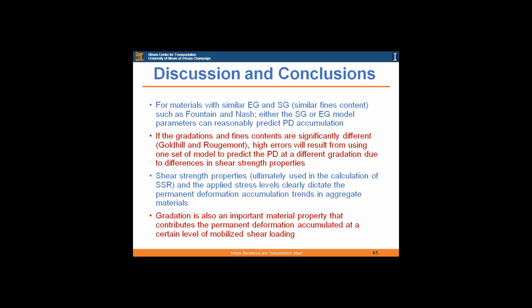Shear strength properties, using the calculation of shear stress ratio and the applied stress levels, clearly dictate the permanent deformation accumulation trends in aggregate materials. And this is probably one of the main points, that the shear properties and the stress states are highly correlated with the permanent deformation, not like the resilient strain, which is not always very well correlated to that. Gradation was also seen to be an important property in addition to the stress states.